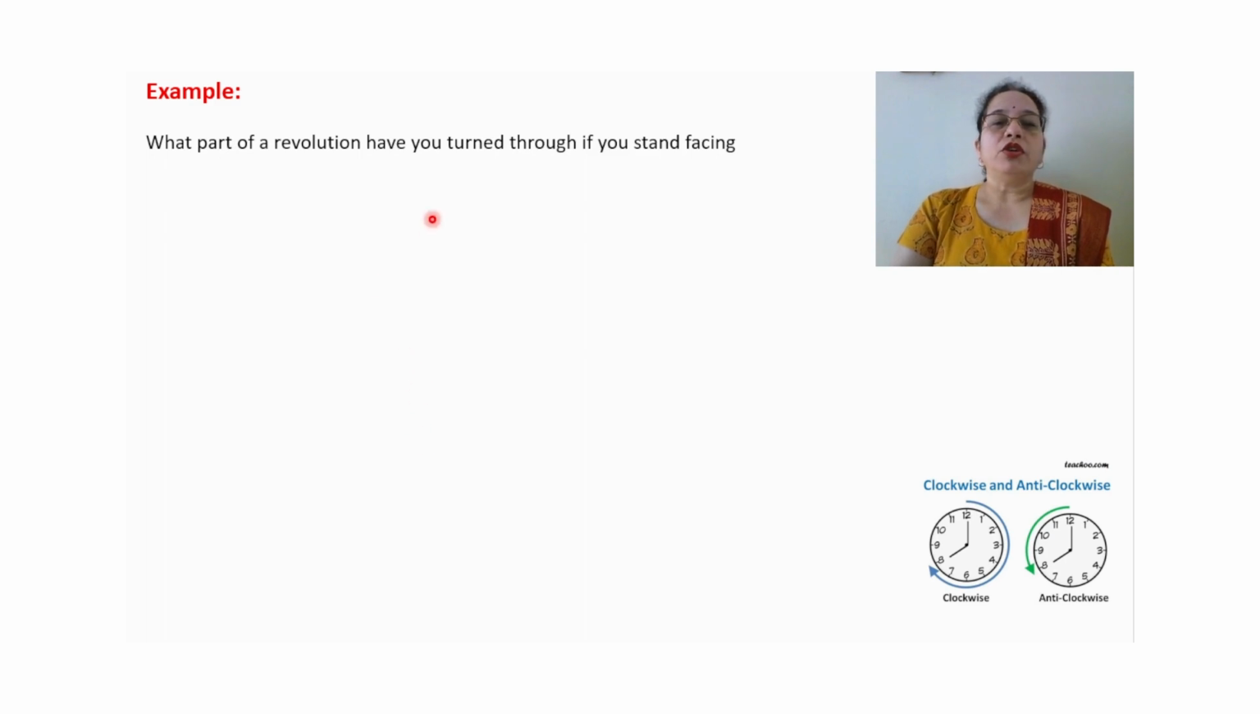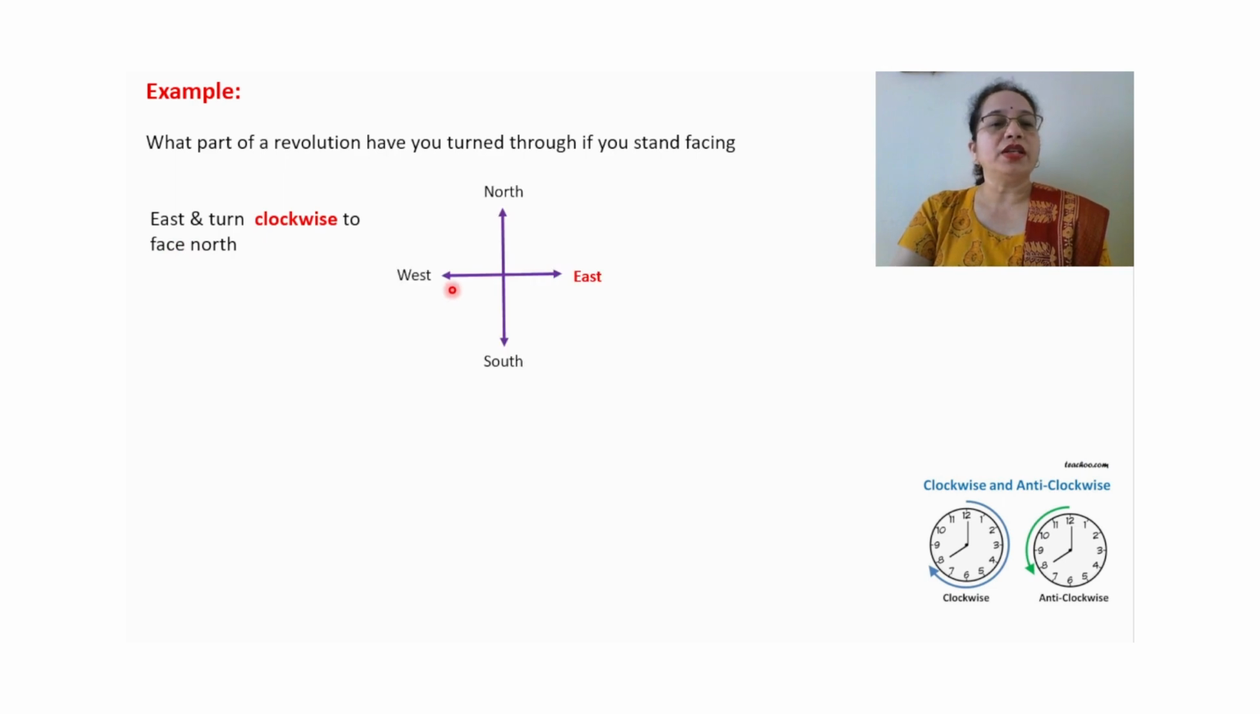What part of a revolution have you turned through if you stand facing east and turn clockwise to face north? So clockwise means we will move in this direction. So the person is standing at east and turns clockwise to face north. It means the person will come over there. So how many rotations are there? 1, 2, 3. So 3/4.